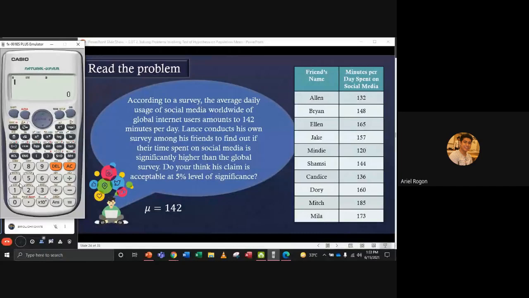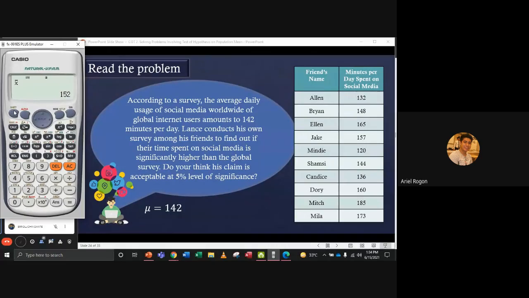Then yung 1, kasi nandito yung stat natin, pipiliin natin yung number 4, the variance. Since ang kukunin natin dito is the sample mean, yung number 2, and the sample standard deviation. So unahin muna natin yung sample mean. Pipiliin natin yung 2, then equals. So therefore, the sample mean is 152. So yan, nakuha na yung sample mean.